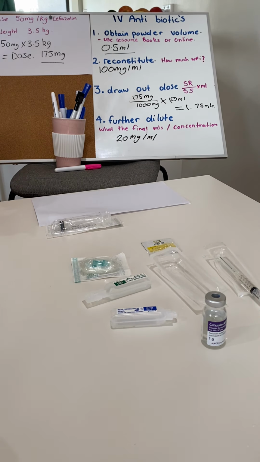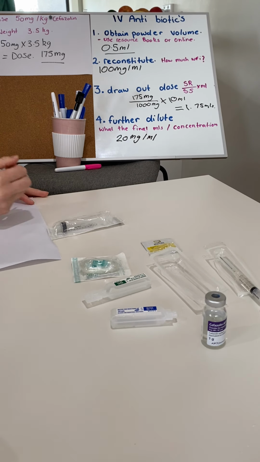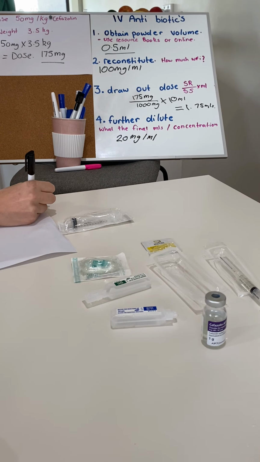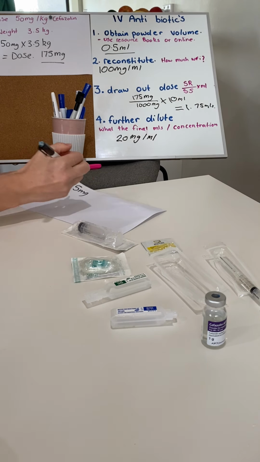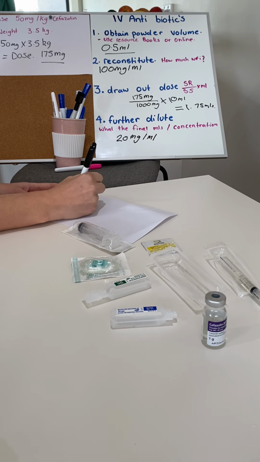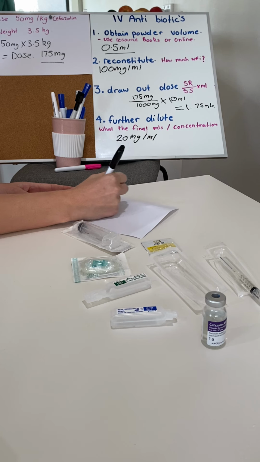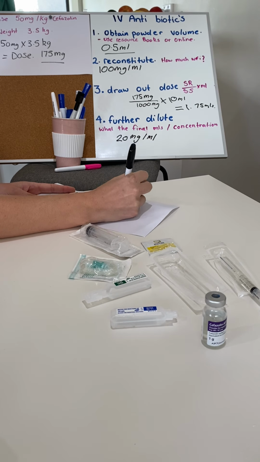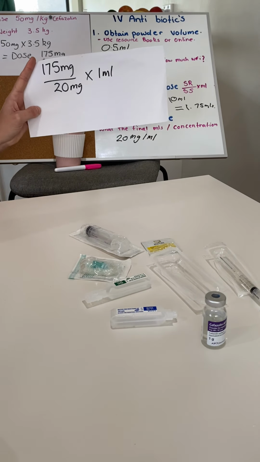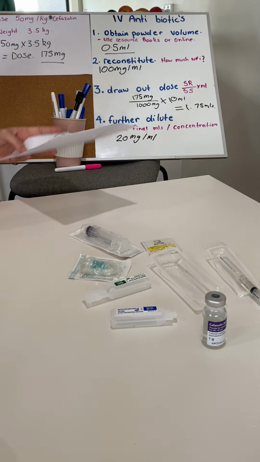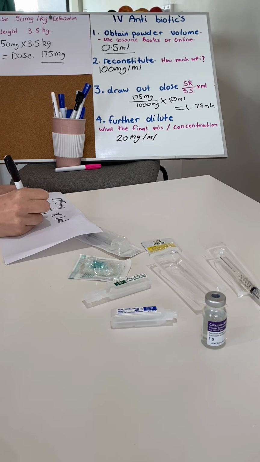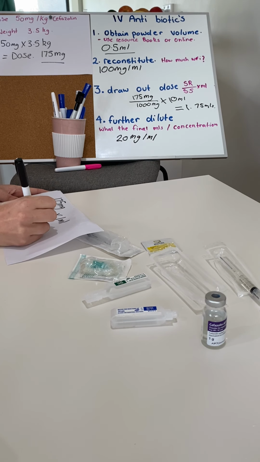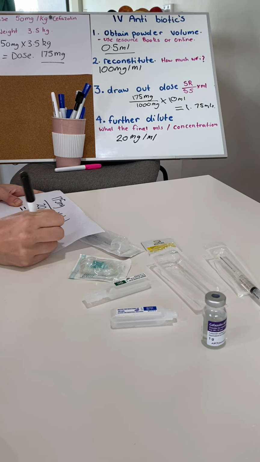The way that we get this is we go back to our what we want over what we've got formula. We know that we want a dose of 175 milligrams. But what we now need is a reconstitution of 20 milligrams per mil. So that's what our calculation is going to look like. This calculation then equals 8.75 mils, and this is a total volume.